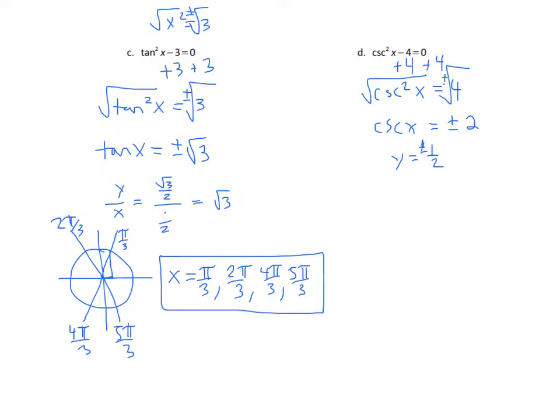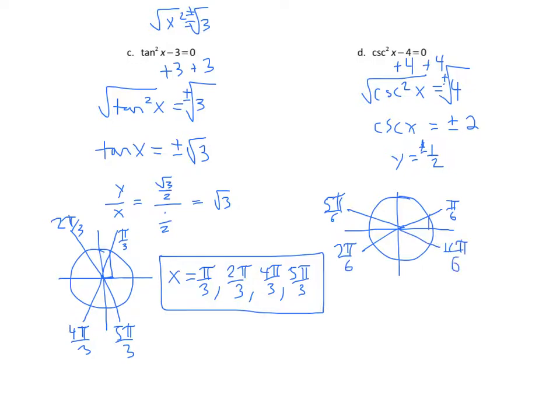So on the unit circle, the places that have a y value of positive or negative 1/2 are the angles that have a reference angle of pi over 6. So pi over 6, 5 pi over 6, 7 pi over 6, and 11 pi over 6. All of those have a y value of either positive or negative 1/2. So x can be pi over 6, 5 pi over 6, 7 pi over 6, or 11 pi over 6.